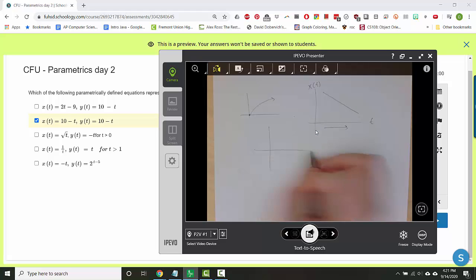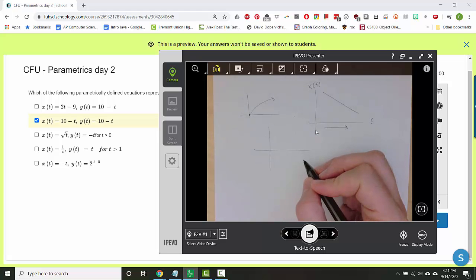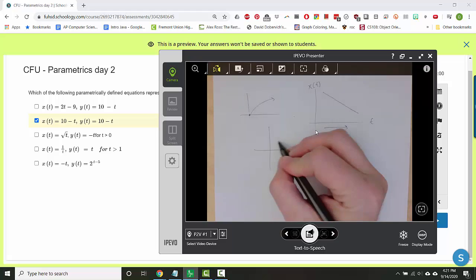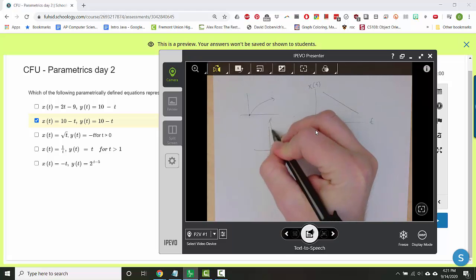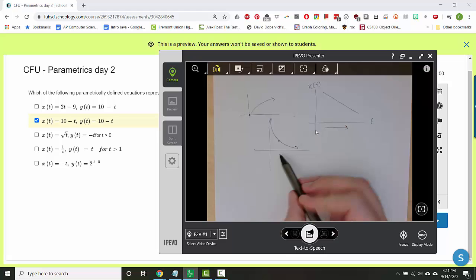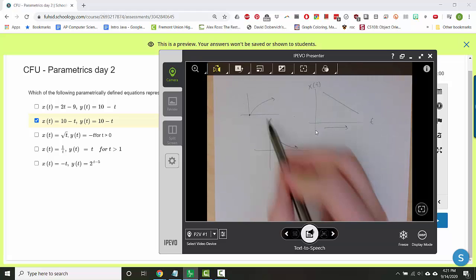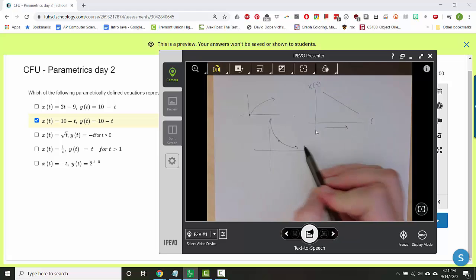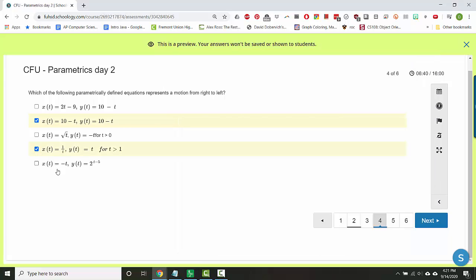1 over t for values of t larger than 0. So 1 over t looks like this. And this also seems to fit the requirements. As time goes up, the x-coordinates are getting smaller and smaller. So that's another one that would represent a right to left motion. And then the last one is negative t, which is, again, just a line with a negative slope. So those three all represent motions from right to left.